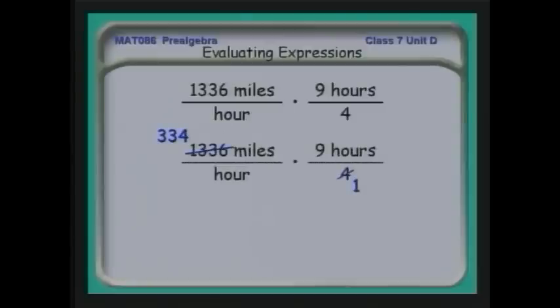First, I see I have 1,336 and a 4. I can divide both of those by 4, giving me 334 up on the top left and a 1 down on the bottom right. Now I can do the math here. Notice that I've canceled out hours. I have hours on the top, hours on the bottom, and the unit that's left is miles, which is what I'm looking for. How far have I gone if I'm going 1,336 miles an hour for 9/4 of an hour? What I'll be left with, the unit I'm looking for, is miles, and this works out.